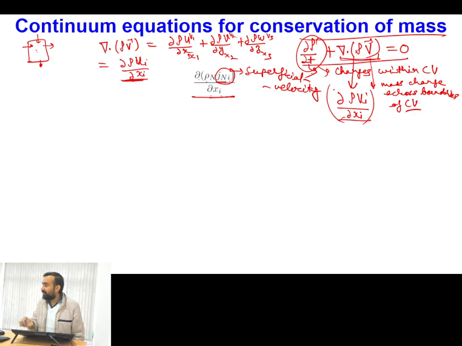When you calculate the mass flux across a boundary in single phase flow, across the entire boundary the same phase will be entering. So it means the total mass flow rate will be density into velocity into area.